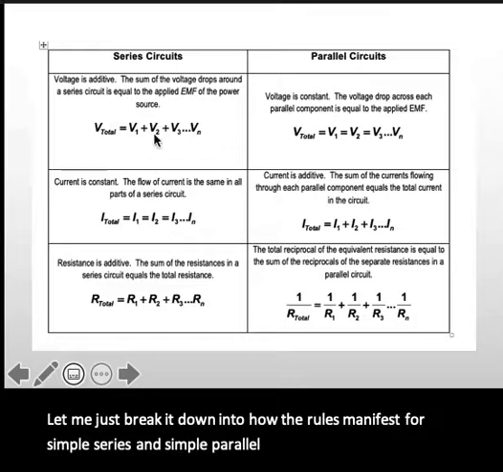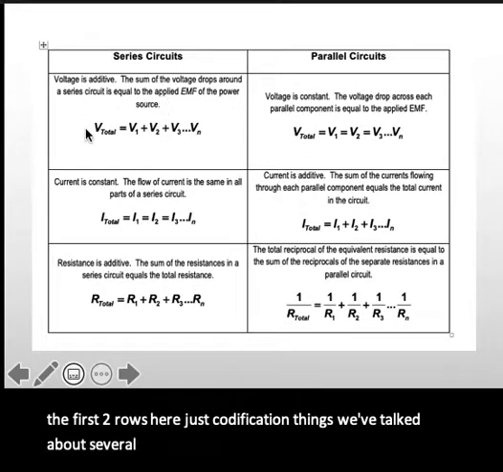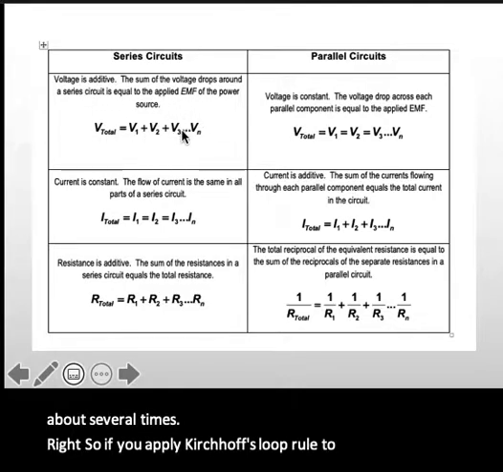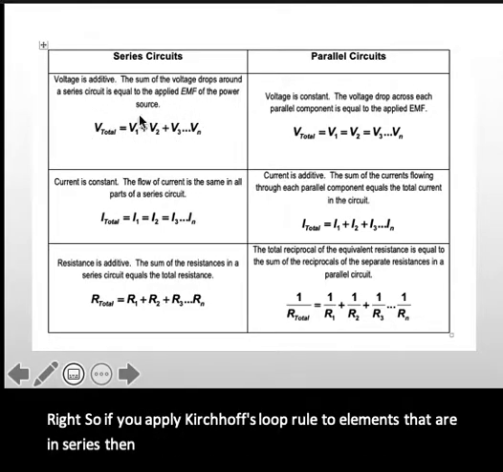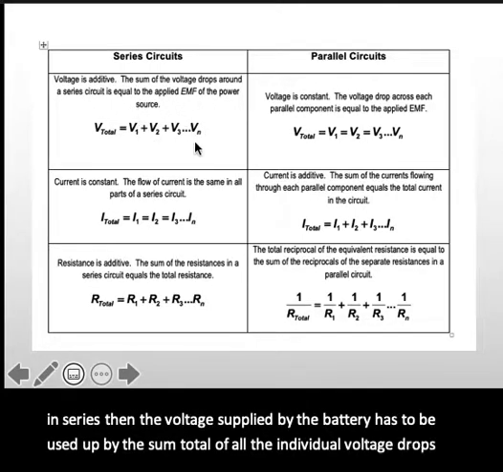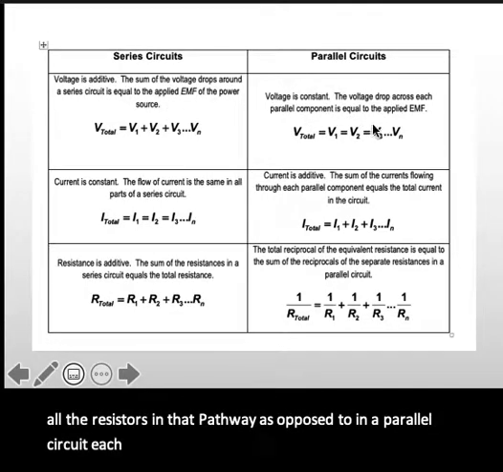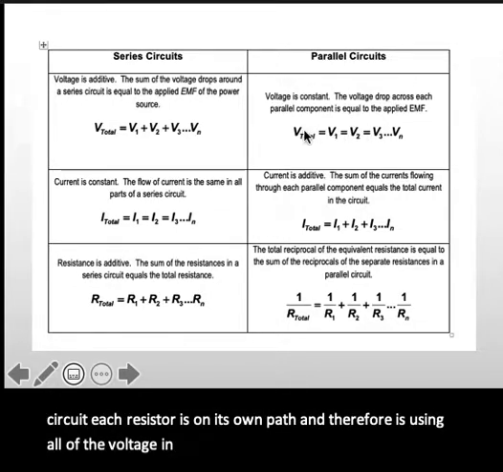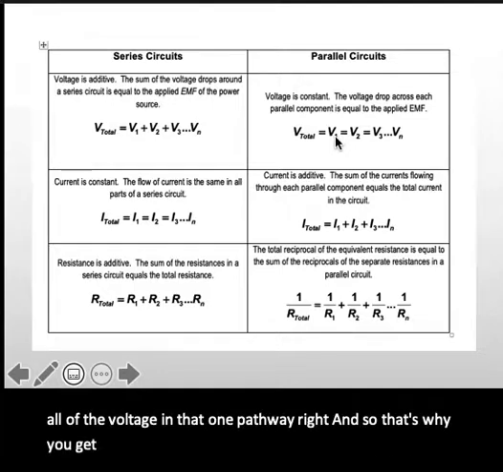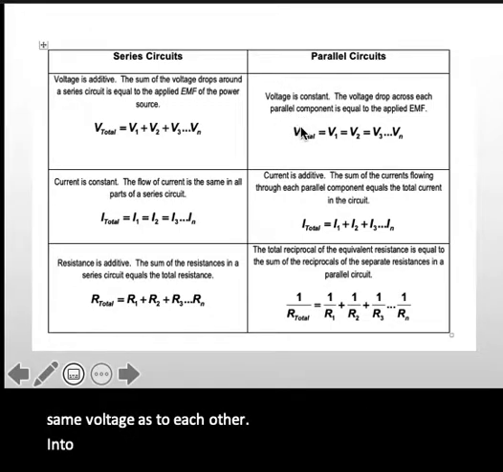And this is really just the first two rows here, a codification of things we've talked about several times. If you apply Kirchhoff's loop rule to elements in series, then the voltage supplied by the battery has to be used up by the sum total of all the individual voltage drops across all the resistors in that pathway. As opposed to a parallel circuit, where each resistor is on its own path and therefore is using all of the voltage in that one pathway. And so that's why you get the rule that resistors in parallel all have the same voltage as each other and as the voltage being supplied by the battery.